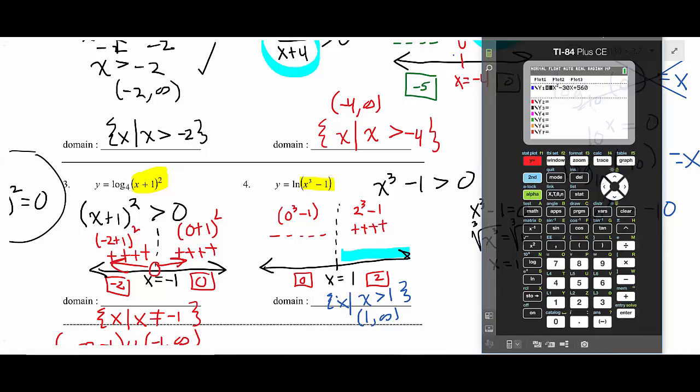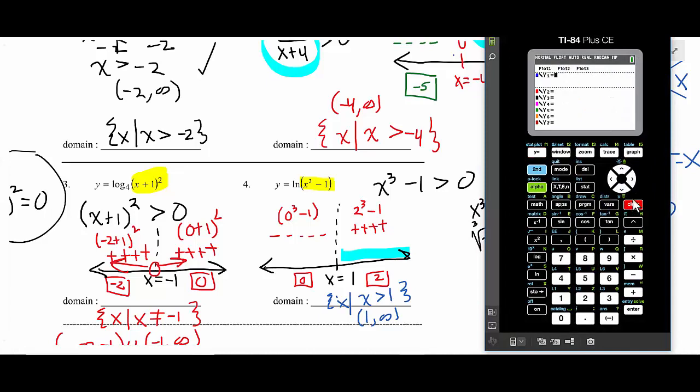There's a real easy way to tell you're right on your calculator. So I want you to just watch this. Like on the last problem, I'm going to put in ln of x to the third minus 1 and graph that in a standard window and see what it looks like. Notice my graph starts at 1 and goes to the right. So visually you can tell the domain is 1 to infinity, see?